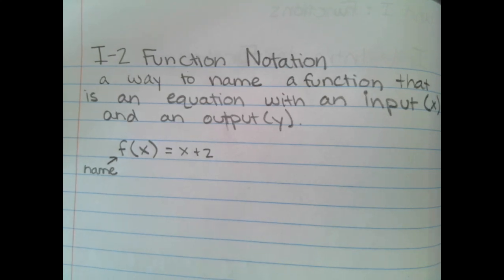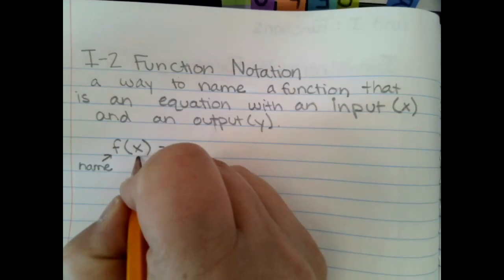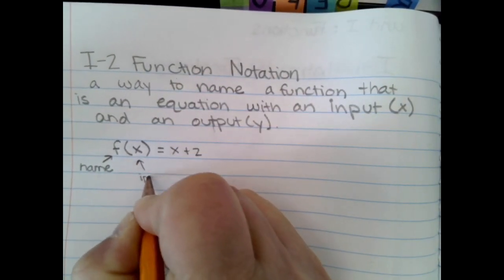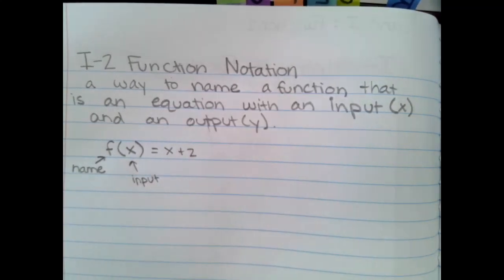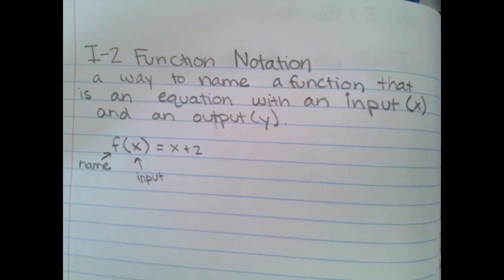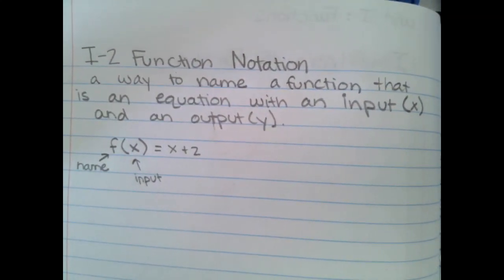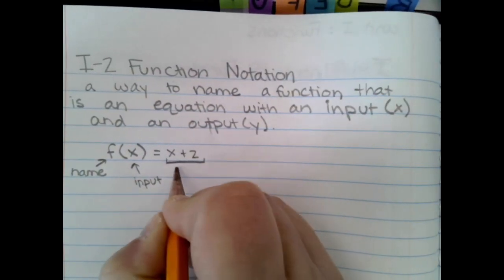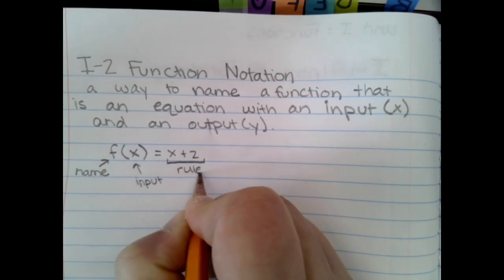I know, right? All right, and then x is our input, as it's been. And this x plus 2 is called the rule, like the function rule. It's telling us what to do with it.